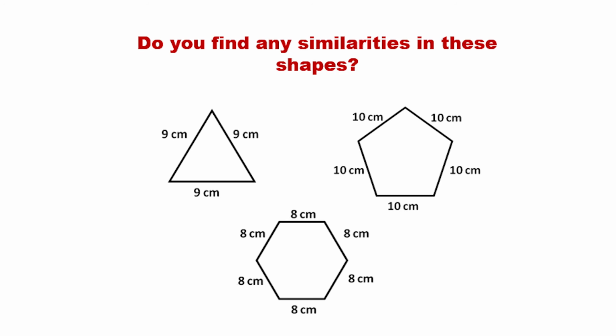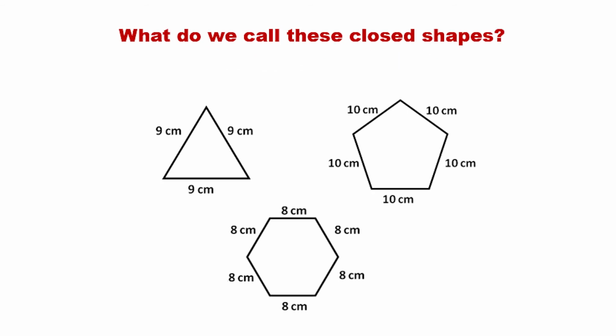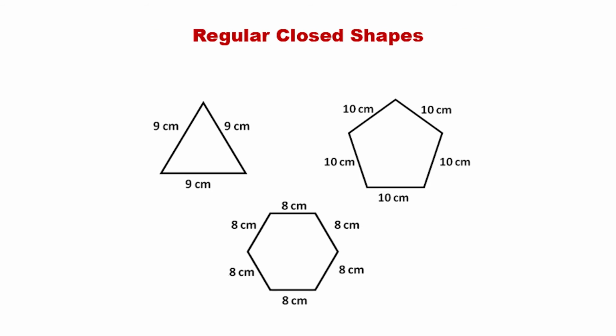Now, let us learn how to find the perimeter of regular shapes. Look at these shapes carefully. Do you find any similarities in these shapes? Yes, they are closed shapes and all sides are of equal length. So, can you tell me what do we call these closed shapes? Such shapes are called regular closed shapes because their sides are of equal length. Now, let us learn to find the perimeter of these regular closed shapes.